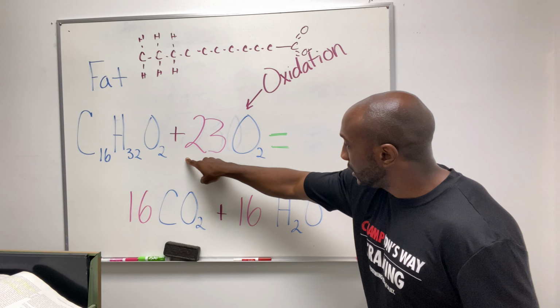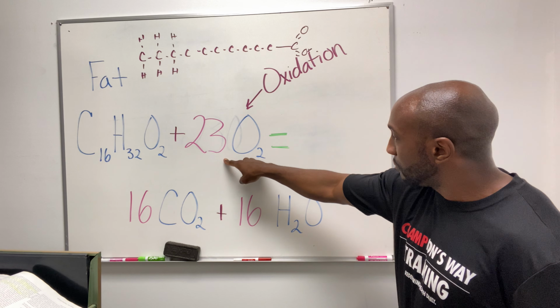And then when you add in the 23 molecules of oxygen, again, that's called oxidation, what happens is you now break apart this fat molecule into 16 molecules of carbon dioxide and 16 molecules of, we all know what this is, H2O. So by oxidizing, or adding oxygen to fat, I've broken up that fat into carbon dioxide and water. Okay? Carbon dioxide and water. So I've now broken apart this fat.